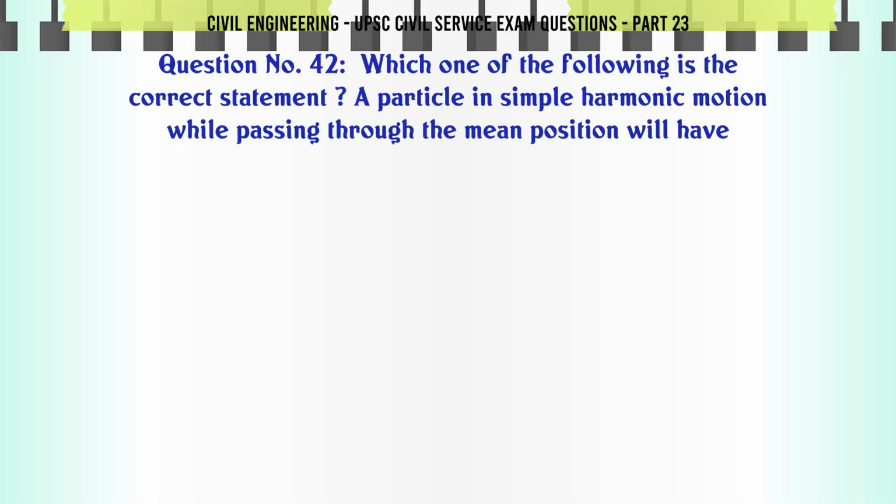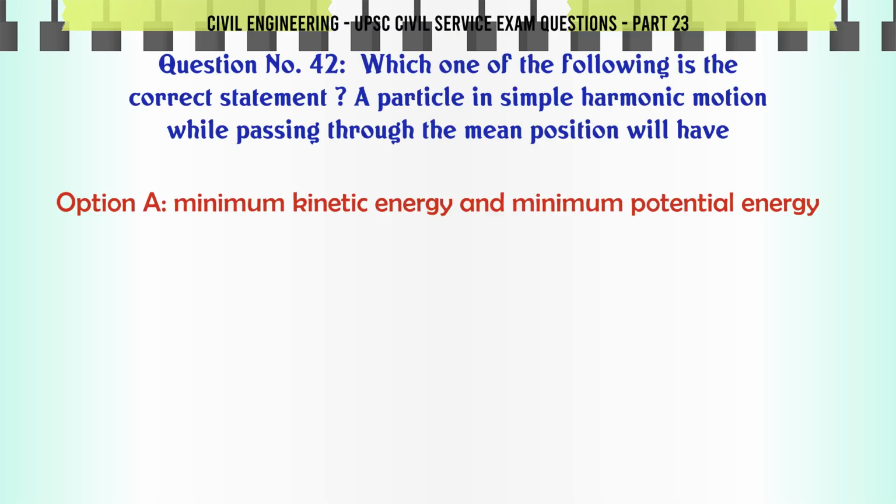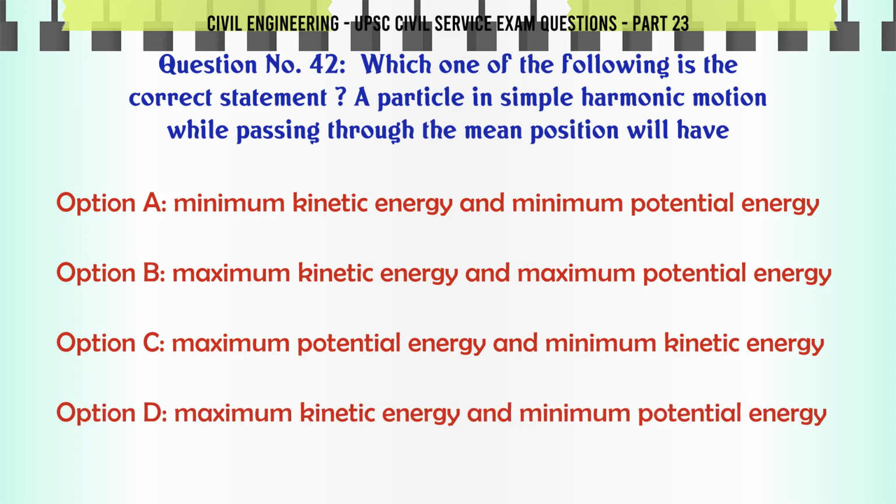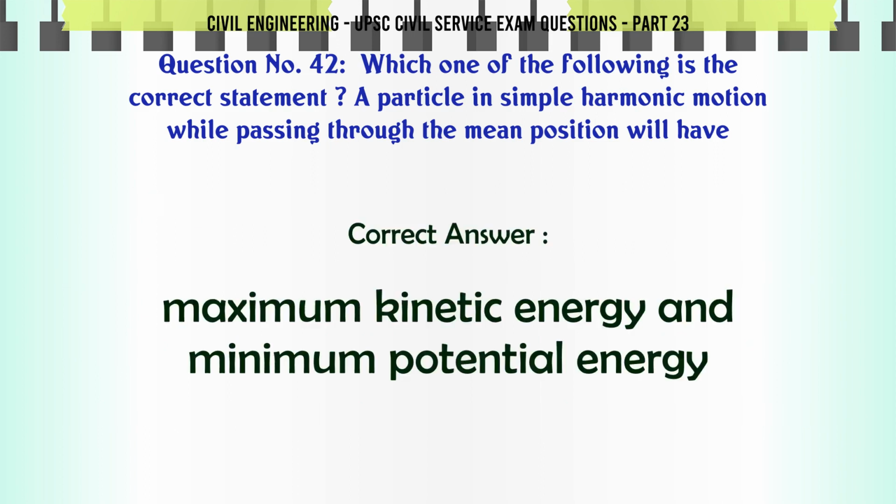Which one of the following is the correct statement? A particle in simple harmonic motion while passing through the mean position will have A. Minimum kinetic energy and minimum potential energy. B. Maximum kinetic energy and maximum potential energy. C. Maximum potential energy and minimum kinetic energy. D. Maximum kinetic energy and minimum potential energy. The correct answer is maximum kinetic energy and minimum potential energy.